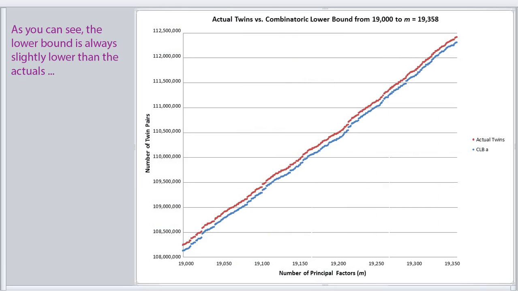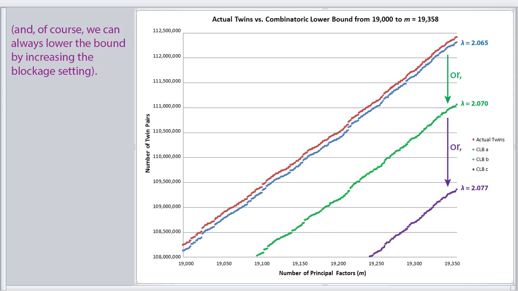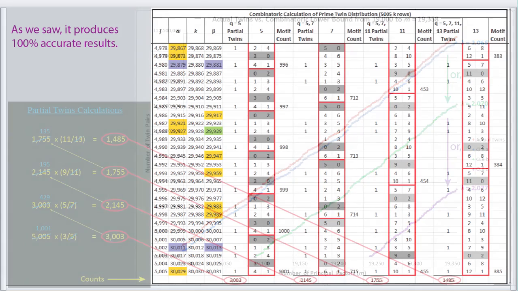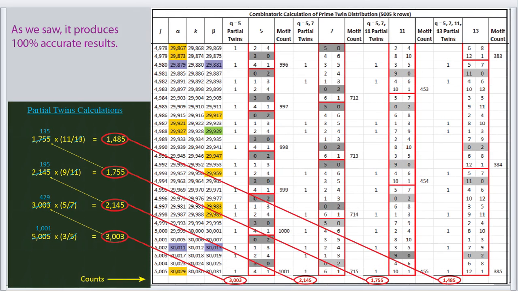As you can see, the lower bound is always slightly lower than the actuals. And of course we can always lower the bound by increasing the blockage setting. The blockage setting used is constant and slightly larger than 2. It's 2.065 in fact. For the partial twins calculations, we used a blockage setting of 2. As we saw, it produces 100% accurate results.